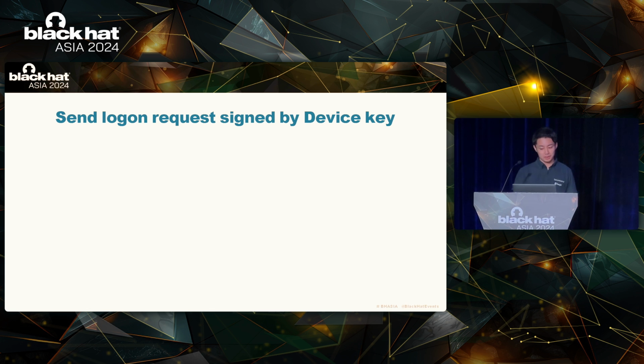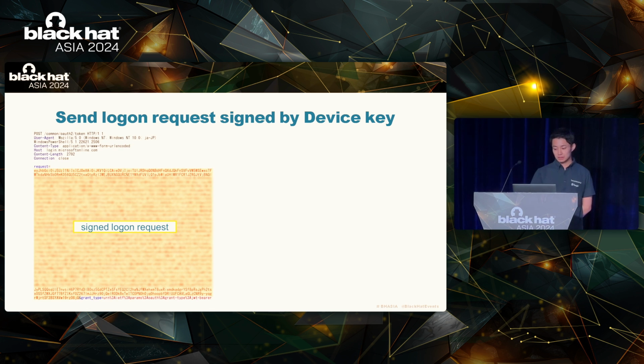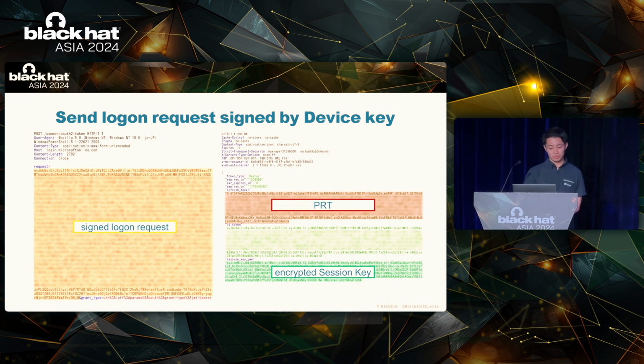So I implemented a POC for this approach and generated a sign login request with the signature of the device key, like this in the request. And by sending this sign login request, I confirmed that we can get the PRT of any user, the logon users, and we can also get the encrypted session key in the response.